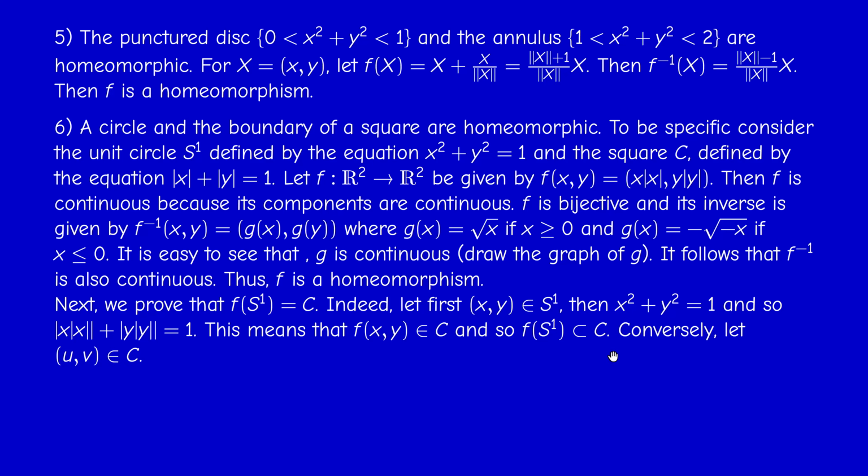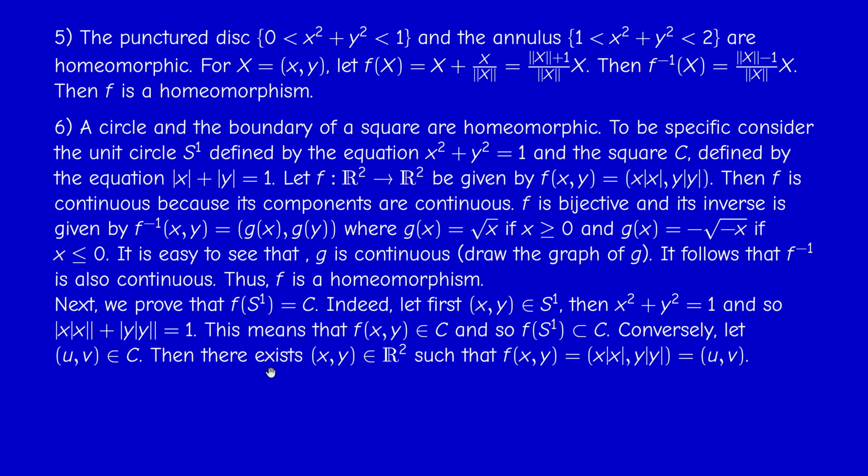For the converse, we take a point (u, v) in C, and since f is a bijection, then (u, v) is the image under f of some point (x, y). So (x, y) is f minus 1 of (u, v), if you like.